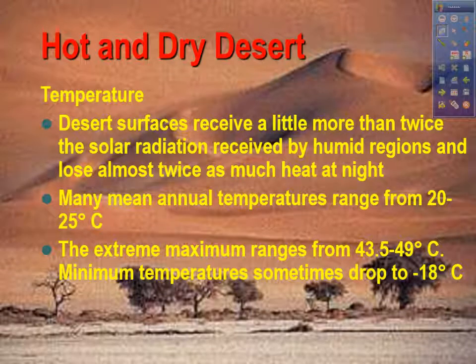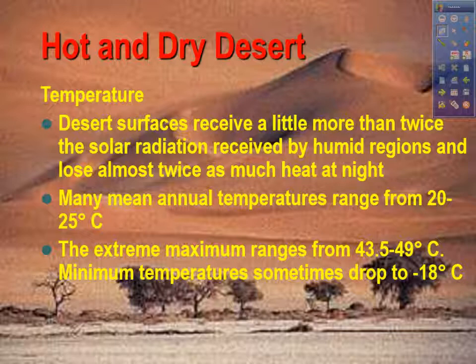Temperature is the first primary thing. So in a hot and dry desert, the desert surface receives more than twice the solar radiation received by humid areas. So like a tropical rainforest gets significantly less radiation than a desert surface does, and so they lose almost twice as much heat at night. So again, that's that huge temperature range that is so challenging for animals and plants that live in these deserts.